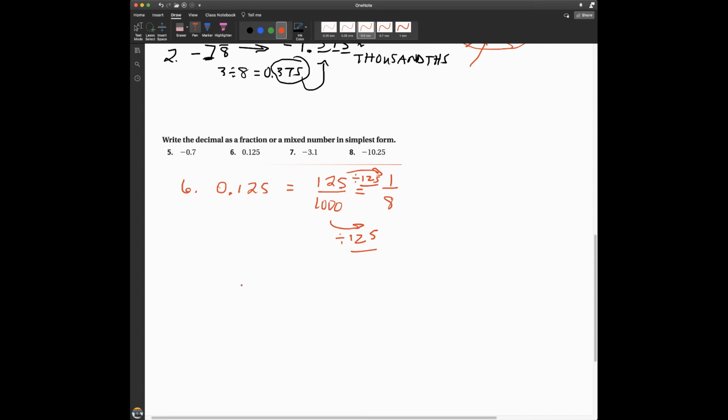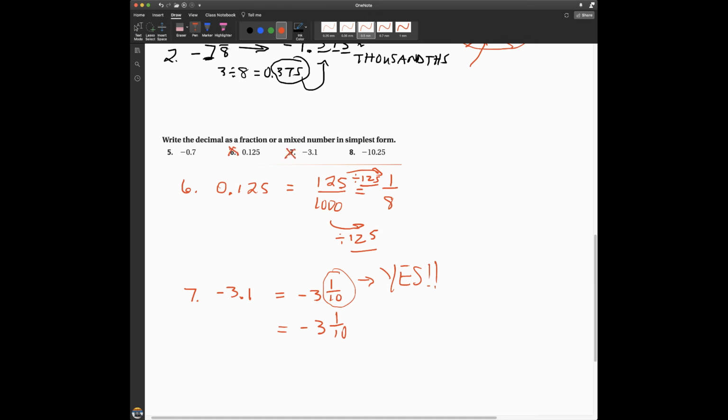All right, what did I say? I said I'd do number 7. So number 7 is -3 and 1/10. I can write that: -3 and 1/10. Do I need to simplify this mixed number? Is the fraction part simplified? Yes, it is. So then I'm done. I can just write it -3 and 1/10, and move on.